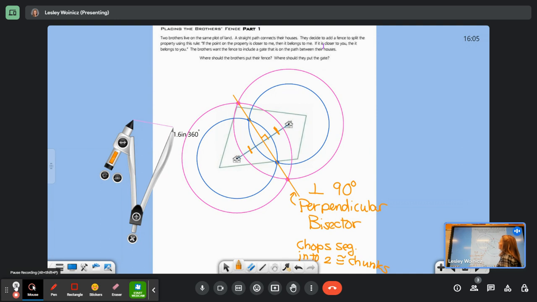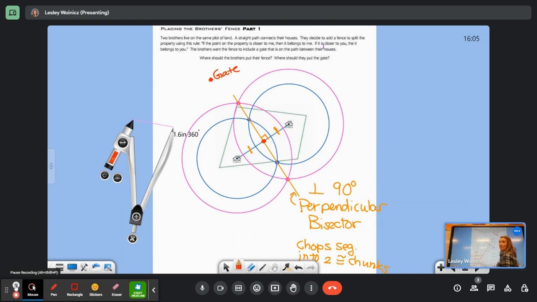Now, if you're thinking about where to put the gate, it makes sense to have the gate on the path, halfway between the brothers' houses. So the red here is going to be the gate. Okay, we're going to put the red point right there.